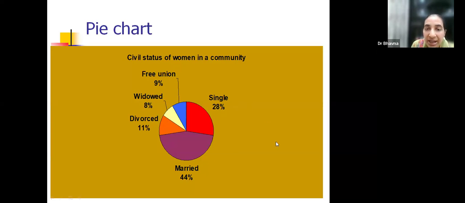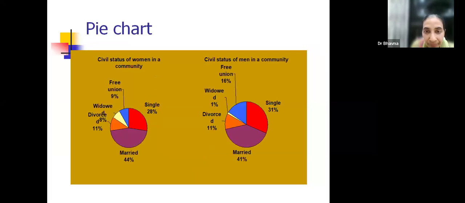You can appreciate that we can talk about only one variable when we're talking about pie charts, okay? Whenever you want to compare anything, you need to have two pie charts. This is in contrast to a multiple bar diagram, where a single bar diagram can compare two variables.